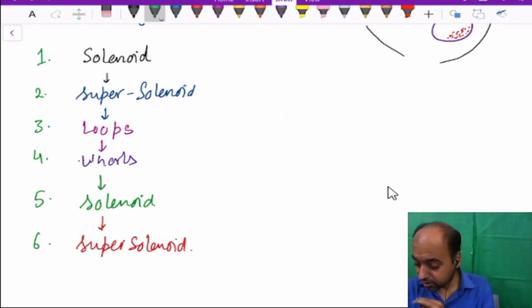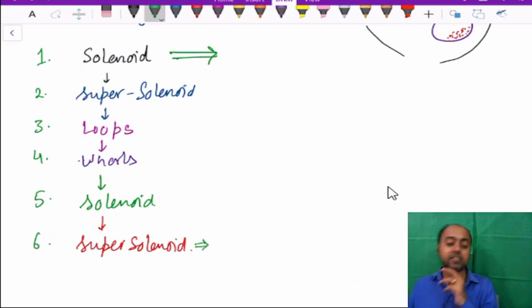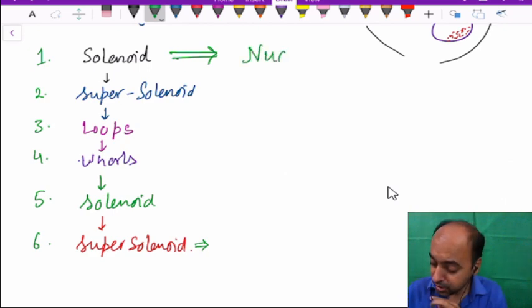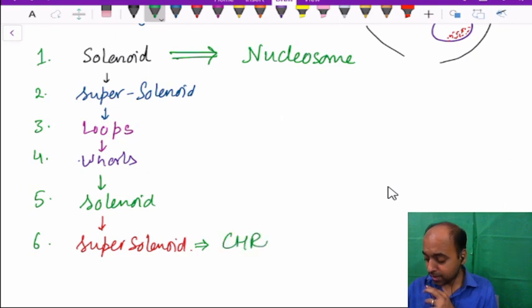Luckily for us, we need to focus only on the first and the last level. We can skip out the levels in between. The first level, the shape is known as the nucleosome. The last level, the shape is known as chromatin.